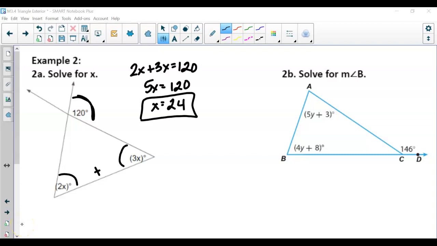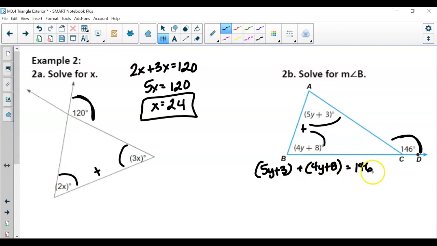And here we go. So here you're given the exterior angle, right, of 146 degrees. So now here, you're not given the linear, you are given the two remote, the two opposite angles, which add together to equal your exterior. So again, 5y plus 3 plus 4y plus 8 is equal to 146. Now just combining like terms here, 9y plus 11 is equal to 146.